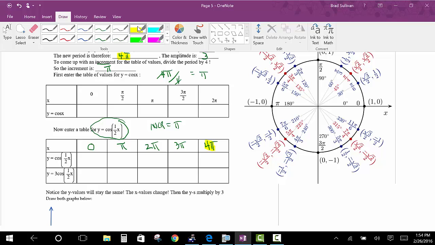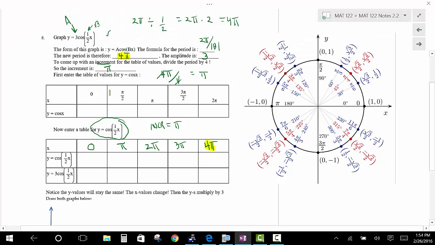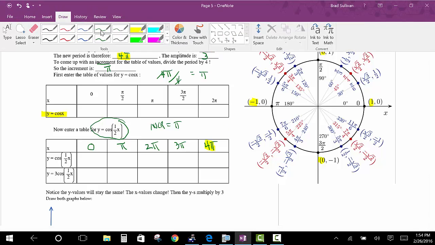Okay, so here's basically what we're going to do on this. Now we're going to look at the cosine. We're going to look at the graph of the cosine of x. So that means we just need to go around the unit circle and look at the x values. We learned that the cosine is the x values on a unit circle. So we're just going to go ahead and fill in this chart now.